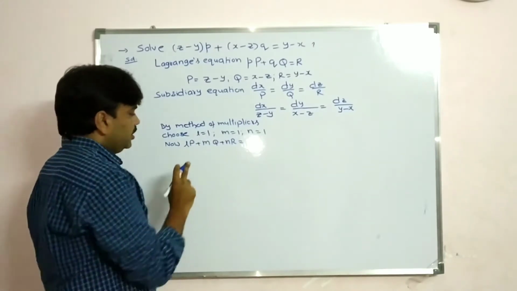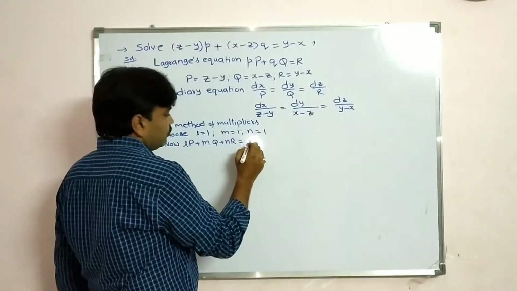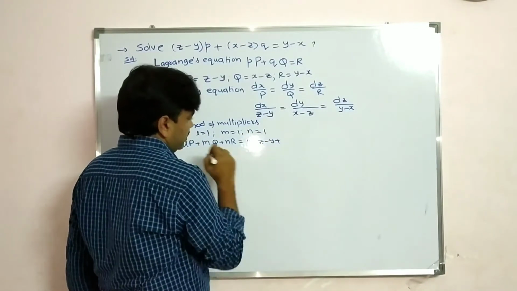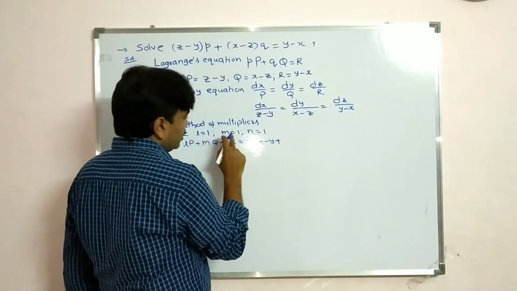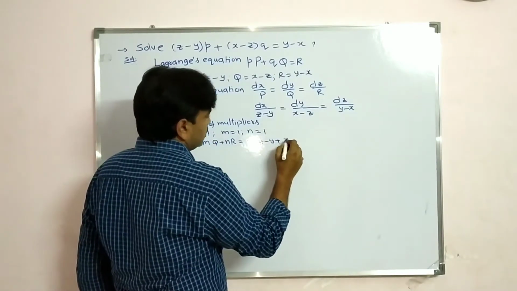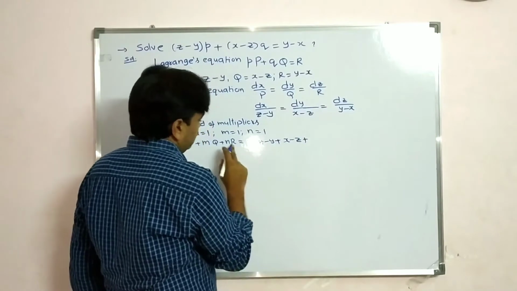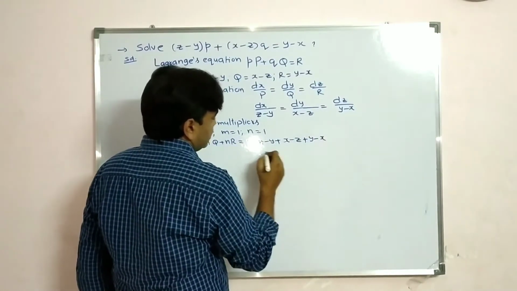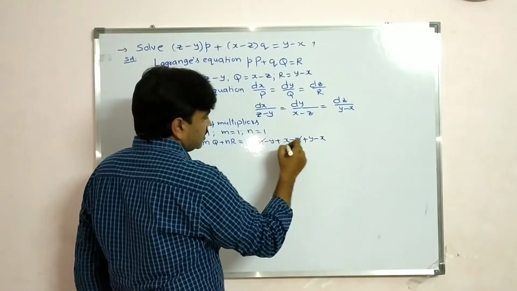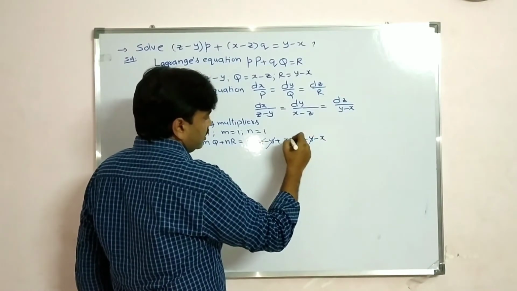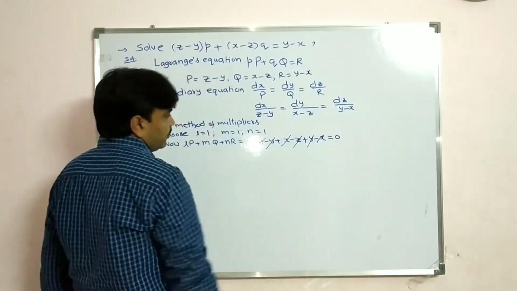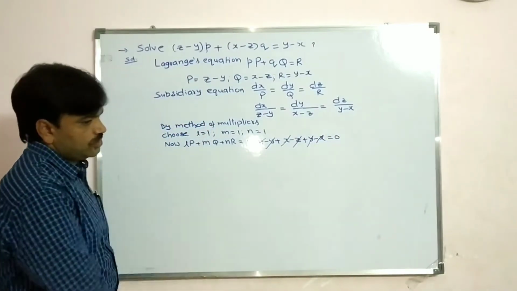Please remember that. l value is 1, so 1 times P, which is z minus y, plus m value also 1 times Q, x minus z, plus n value also 1 times R, y minus x. So z minus y plus x minus z plus y minus x cancel, students. So the value is equal to 0. It satisfies the first condition, students.